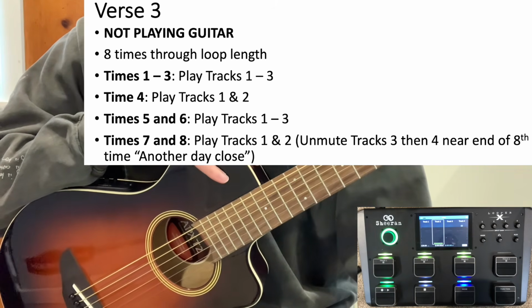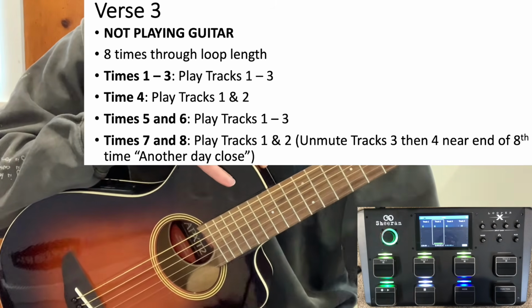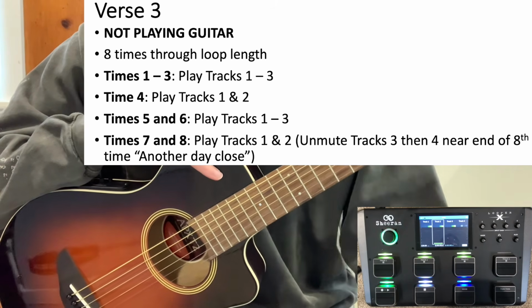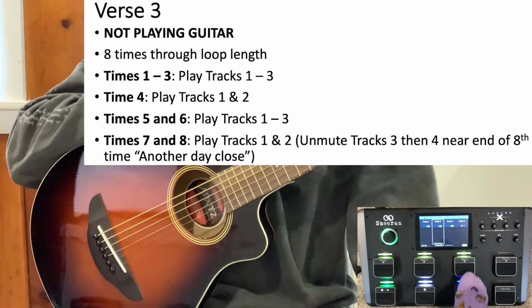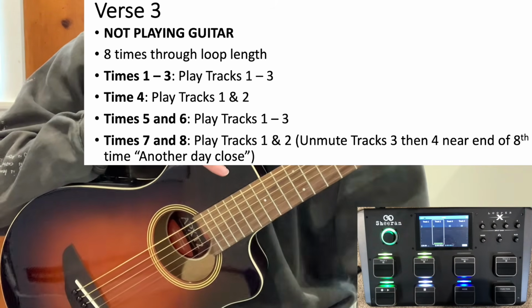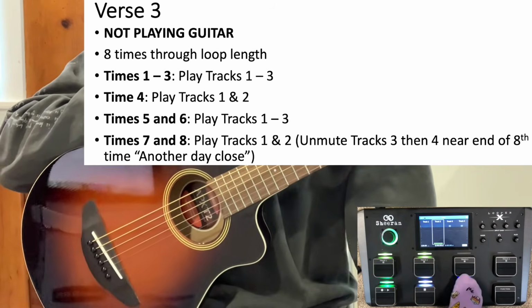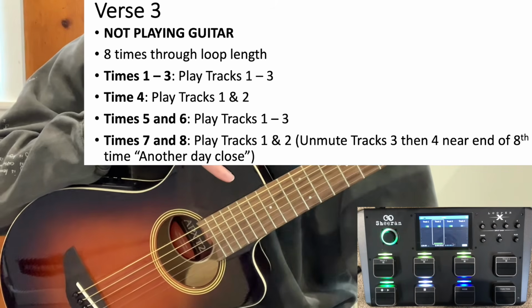Okay, so looking at verse number 3 here, you're basically going to be going through your loop length a total of 8 times. So for times 1 through 3, you have tracks 1 through 3 playing out while you're singing. Everything's great. When you get to the 4th time through, you would then mute track number 3 and just have tracks 1 and 2 play. When you get to the 5th and 6th time through, you would bring track number 3 back, and that would play out along with tracks number 1 and 2.